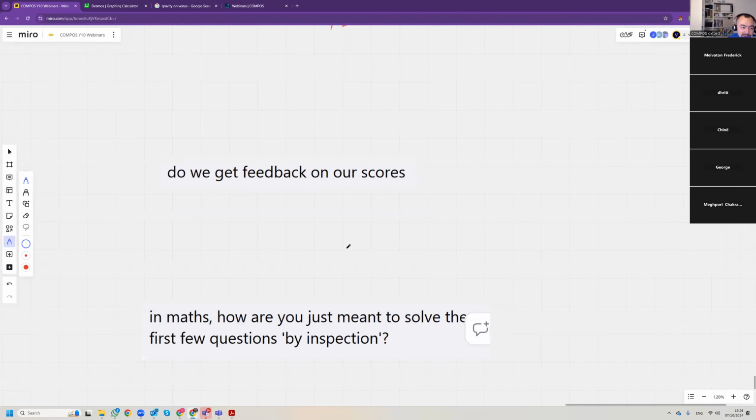Do we get feedback on our scores? Just the scores, but from assignment 02 to 10, you will get written feedback from your tutors, because your tutor will be marking your work. Not the first assignment though. The first assignment is the entrance assignment.